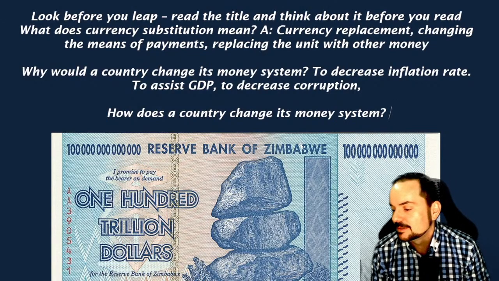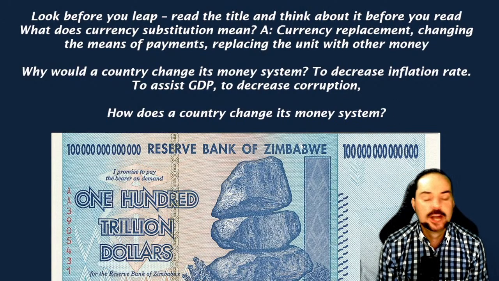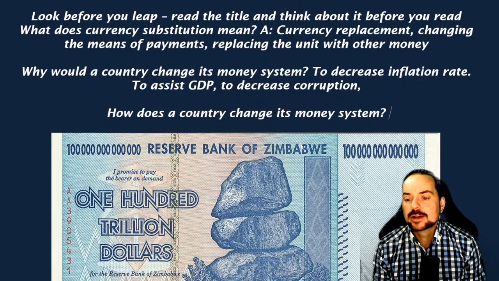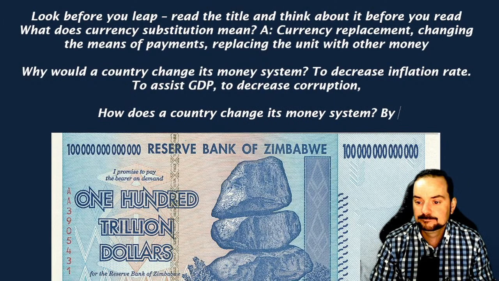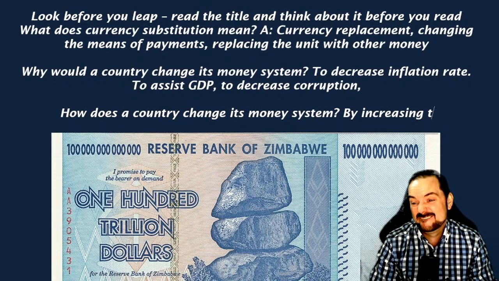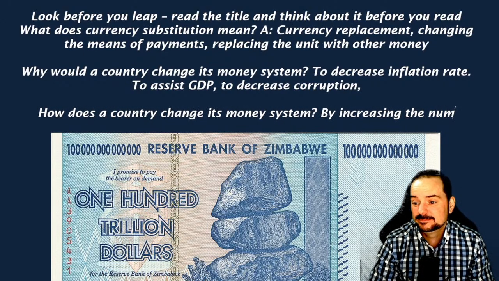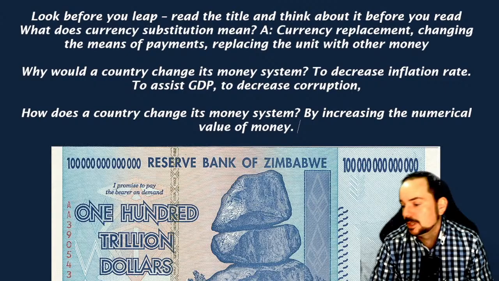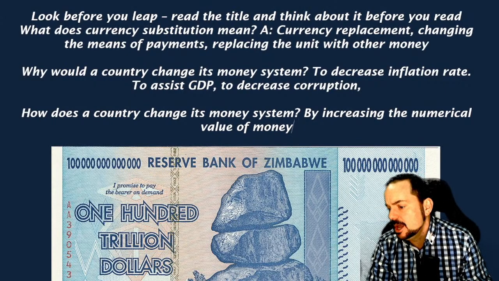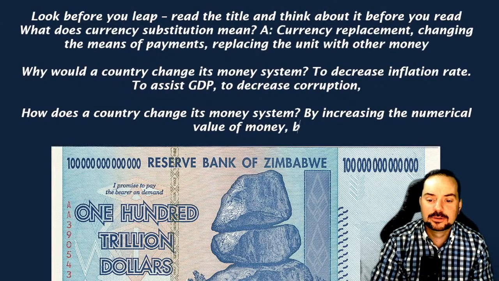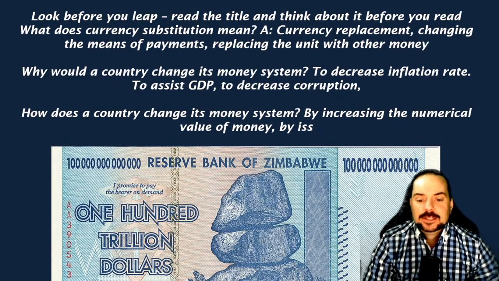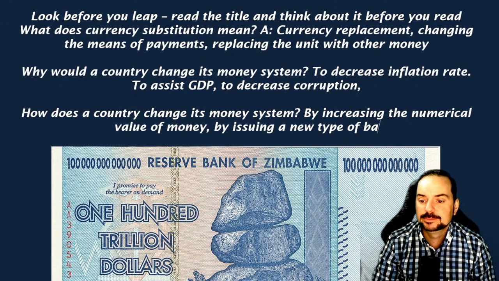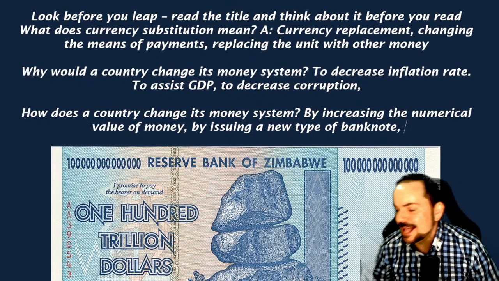Whoever's seen Austin Powers will get that joke. So, yeah, $100 trillion. How much money would you like? $100 trillion. Yeah, so how does it do it? By increasing the numerical value of money? Sure. Okay, we can see that. Tatiana says, by issuing a new type of banknote. I think Selena got my Austin Powers anecdote.